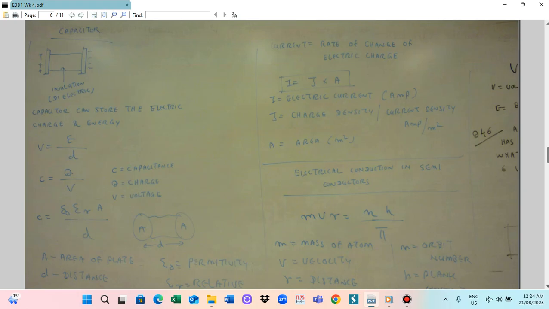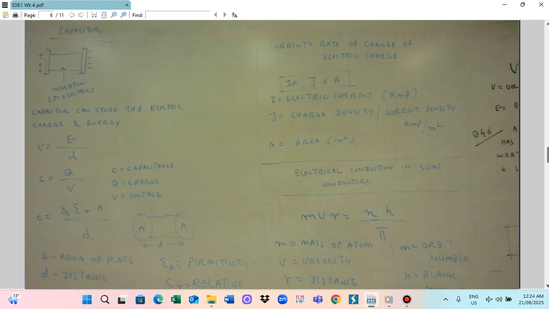That is E0 ER A divided by D. In this case, E0 is the permittivity, ER is the relative permittivity, A is the area of the plate, and D is the distance. So the capacitance properties and the electric field energy are related to each other.